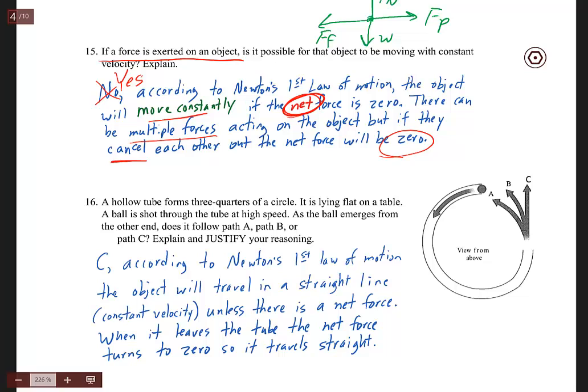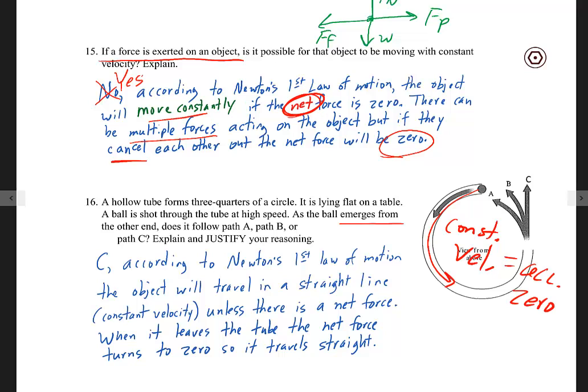And our last one, number 16, a hollow tube forms 3/4 of a circle. As the ball emerges from the other end, does it go A, B, or C, and justify your answer? Well, the reason why it's turning is because there's a force that's making it accelerate. We know that if it has a constant velocity, the acceleration is zero. But in this case, because it's turning, remember that velocity is speed and direction. So because the direction is changing, there must be some sort of force that's causing it to change velocity or accelerate. So that's why it turns in a circle.